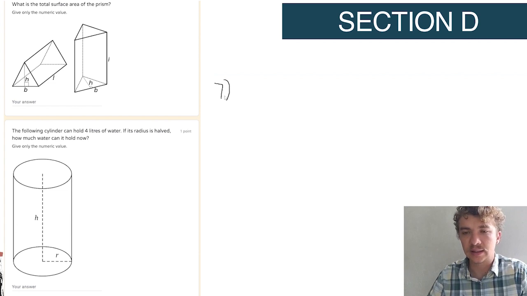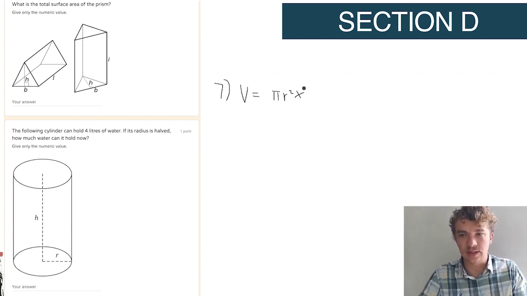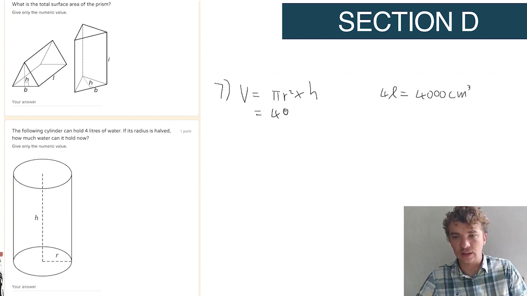So the next question, being the last question, is: the following cylinder can hold 4 liters of water. If its radius is halved, how much water can it hold now? Okay, to answer this question, we need to know that the volume of a cylinder is equal to the area of the base, which is pi r squared, times the height. We also know that the volume is equal to 4 liters, which is the same as 4,000 cubic centimeters.